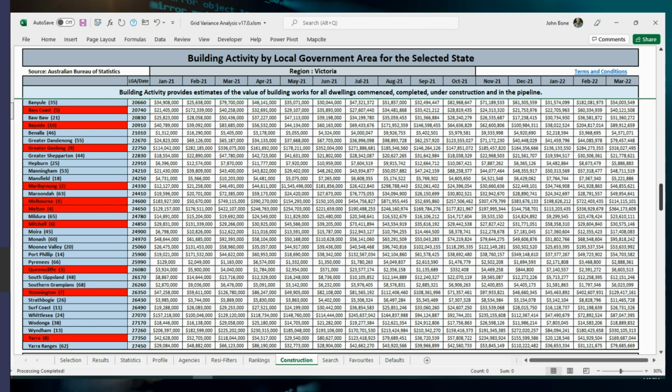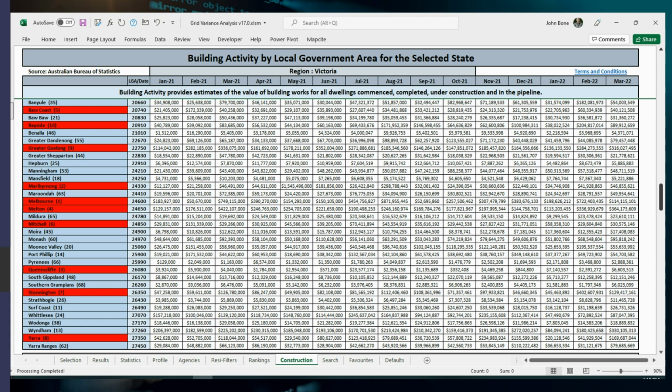The last section addresses the simple question: if the area we have selected does not have any potential for investment, where do we look next? The program lists every local government area in the state with an indication of the level of building activity by month. In this analysis, building activity refers to estimates of the value of building works for all dwellings commenced, completed, under construction and in the pipeline.